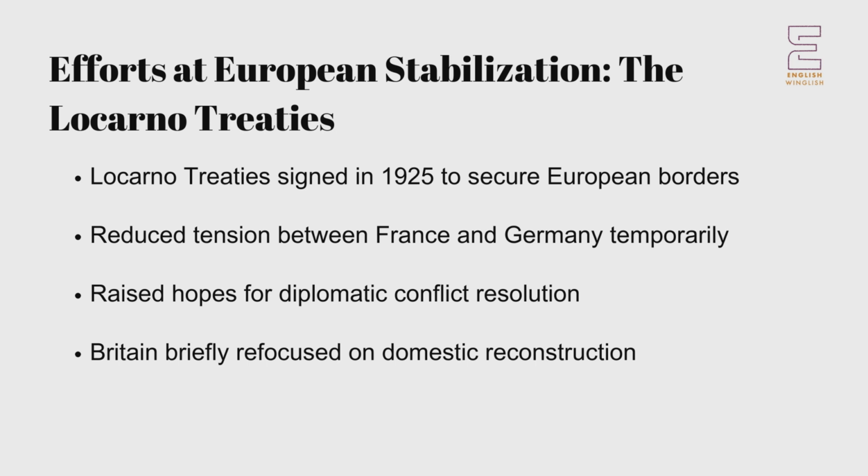Efforts at European stabilization. Locarno Treaties. The treaties of Locarno in 1925 offered a temporary sense of security in Europe. These agreements, aimed at resolving border disputes and promoting peaceful resolutions, eased anxieties and helped restore a fragile sense of optimism. This period marked a short-lived shift in England's focus back to domestic politics and economic reconstruction.